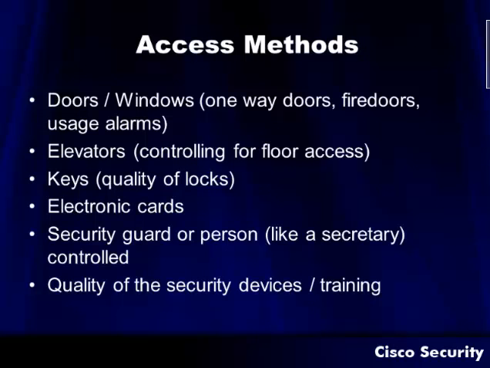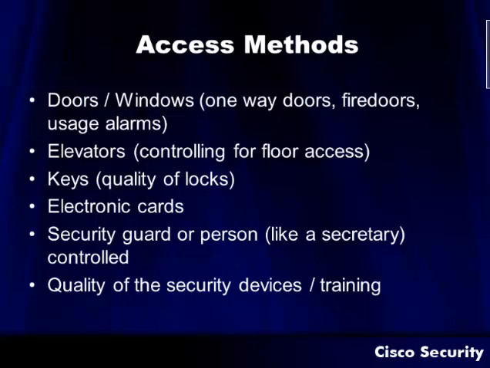A lot of the access methods, you know, doors and windows. Are there one-way doors? Do you have fire doors? Are there usage alarms on those doors? You know, things like that can really control access into a building. Elevators, if the building does have elevators, do they have some method for controlling the floor access? Don't forget, you probably don't want to go too cheap when you're actually buying the door locks. The quality of locks can really affect not just the time it takes for somebody to pick said lock, but just the quality of the lock, and even that of the door frames.